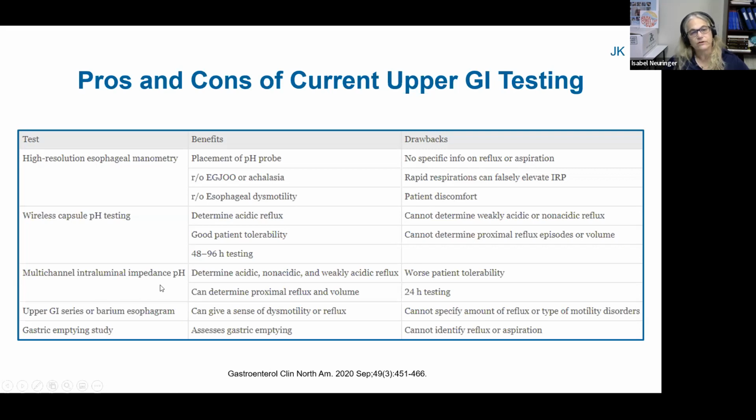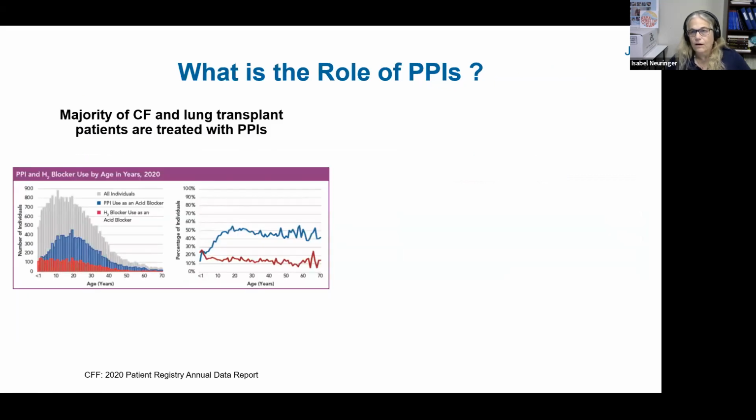Similarly, multi-channel intraluminal impedance pH testing may be challenging for a patient to tolerate, especially patients who have advanced lung disease. A third gap in our knowledge relates to the role of PPIs, and this has been an ongoing theme in our discussions throughout the 5 workshops.